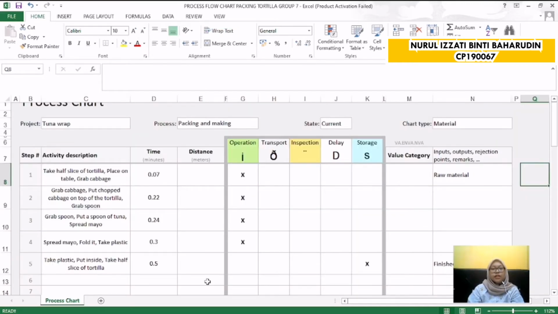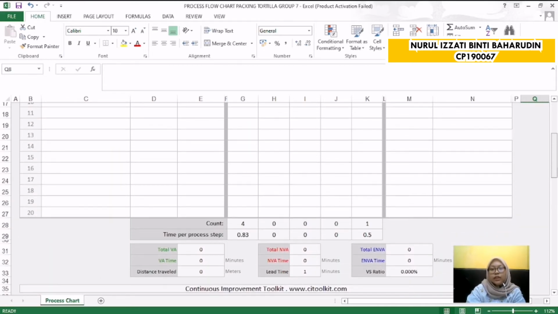So we will move to the third process, which is packing and making. In this process, we have about 5 activities, and we found that the last activity, which is take plastic, put inside, take half slice of tortilla, takes the longest time among the others, which is 0.5 seconds. It is because the position of every element is far from one another, and also it's very difficult to put the tortilla wraps in the plastic. The lead time for the entire process is 1 minute.